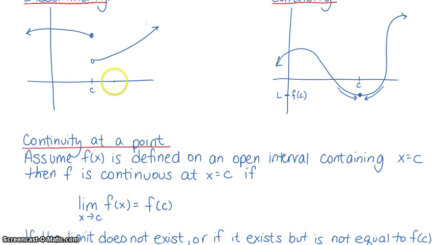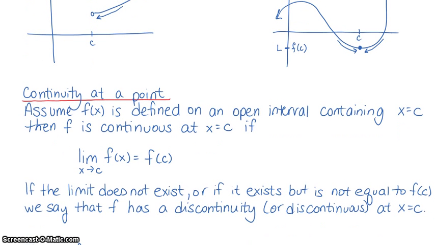Whereas here, as I approach C from the left-hand side and the right-hand side, I don't actually have a limit, but I do have a value for f of C. So in this one, the limit does not equal the value at f of C because it's got a break in there, hence why it's discontinuous. Like it says here, if the limit does not exist, or if it does exist but is not equal to f of C, we say it's discontinuous at x equals C. The key thing is that we're not looking at the graph as a whole, we're looking at a particular point C for all of these functions.